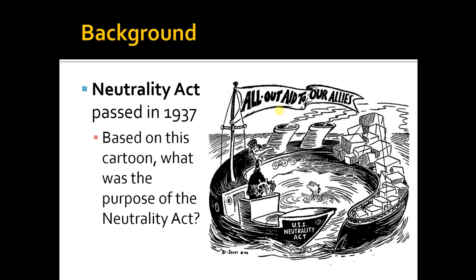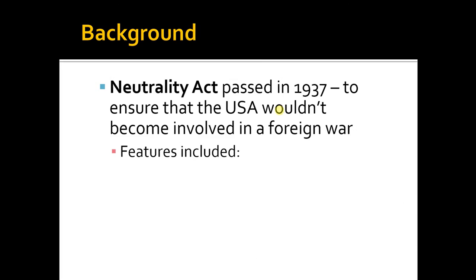So during this time, in the 1930s, the USA really wanted to be neutral, and they didn't want to take sides and didn't really want to help other countries. They wanted to keep to themselves and stay neutral. Again, mind my own business, that kind of attitude. So this Neutrality Act was passed in 1937 to ensure that the USA wouldn't become involved in a foreign war.